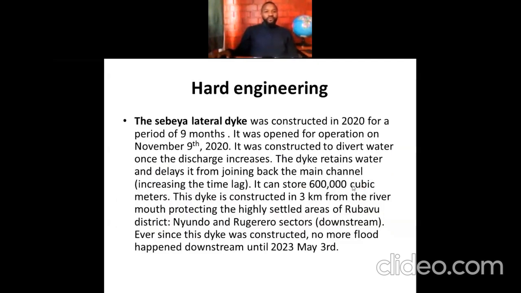And they have also constructed a Sebeya dike in 2020, and it lasted for nine months. It has been operational from November 9th, 2020. And this was constructed in a way of diverting water from the main channel when there is a high discharge, and it retains water in the retention area. Up to 600,000 cubic meters can be stored in that dike.